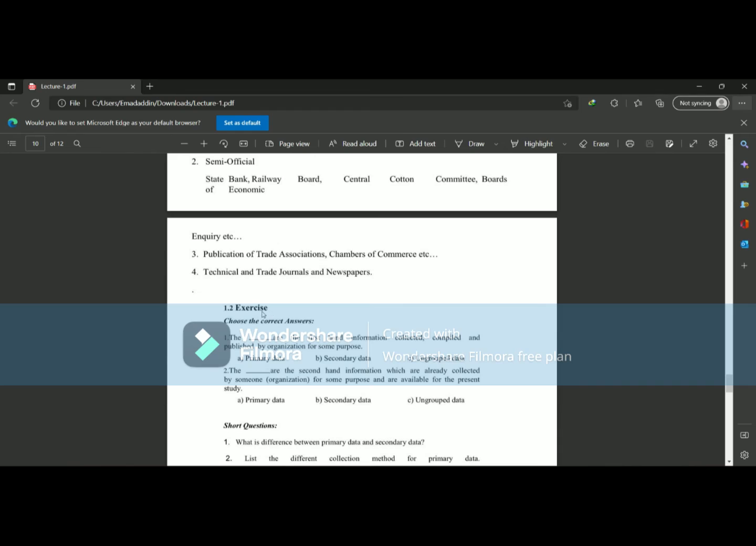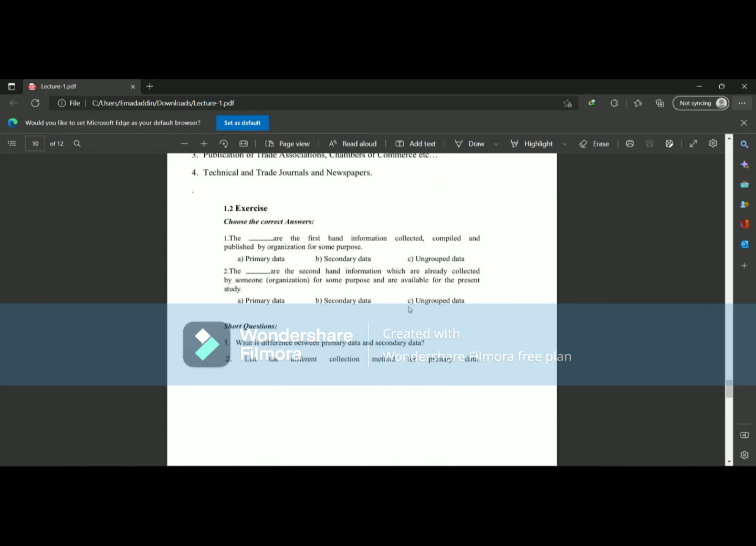Let us have the exercise. The blank is the first-hand information collected, compiled and published by an organization for some purpose: primary data, secondary data, or group data. The blank is the first-hand information collected, which is the primary data. It is second-hand information which is already collected by someone or an organization for some purpose and is available for the present study, which is the secondary data.